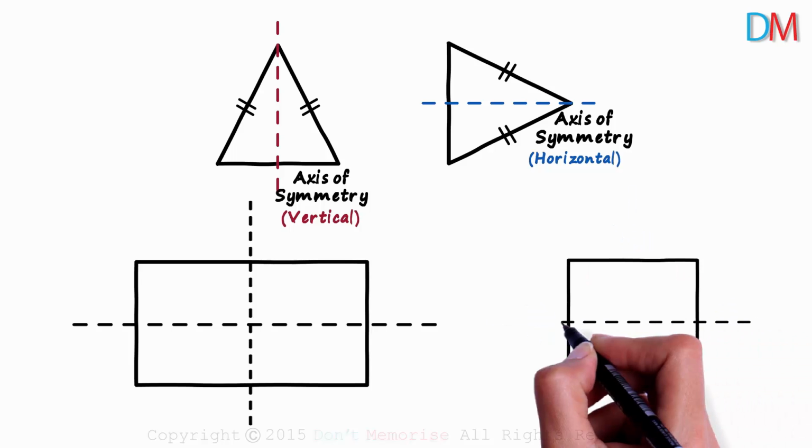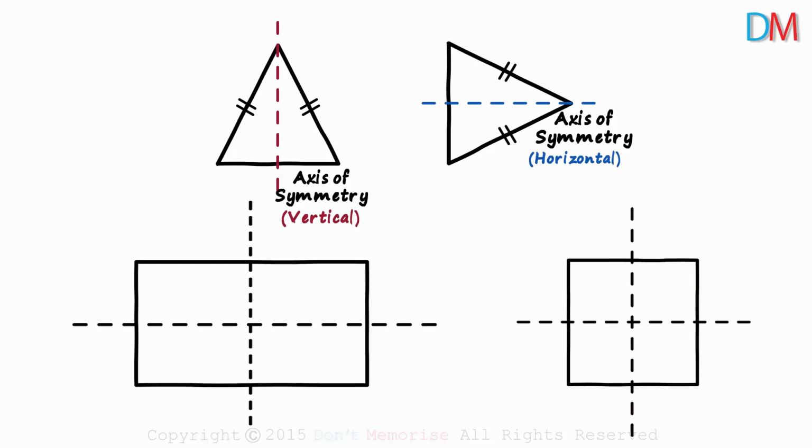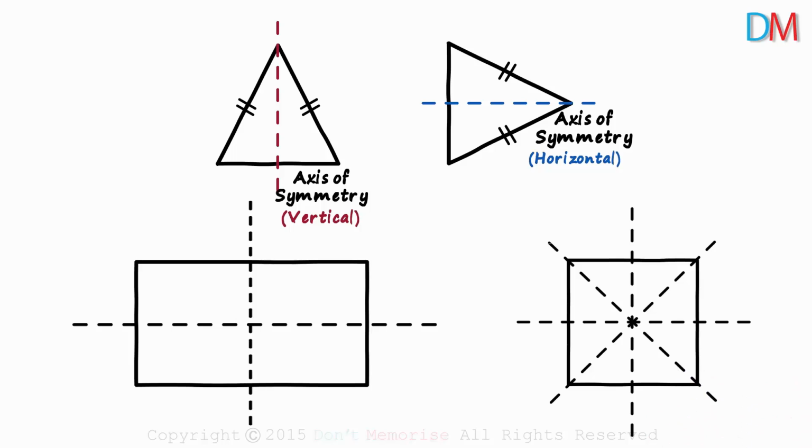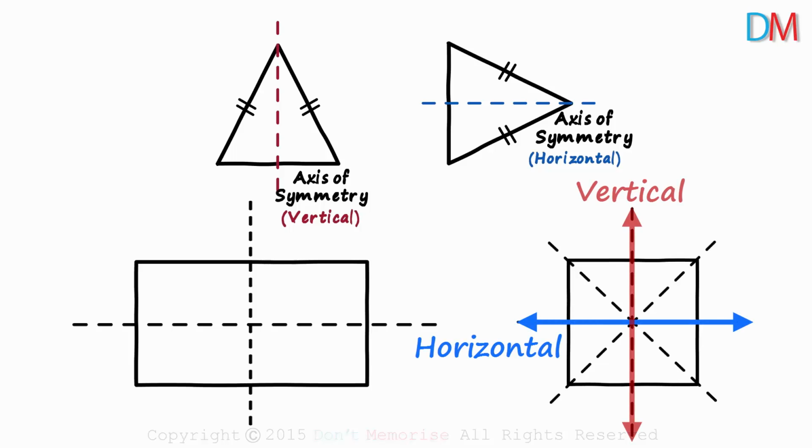It has a horizontal as well as a vertical axis of symmetry just like the rectangle. But for a square, the two diagonals will also be the axis of symmetry. If we fold it along this diagonal, the parts match. And even if we fold it along this diagonal, these two parts overlap exactly. So a square has four axes of symmetry: horizontal, vertical, and the two diagonals.